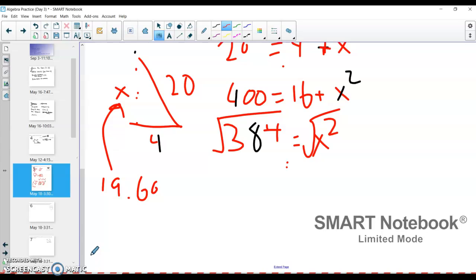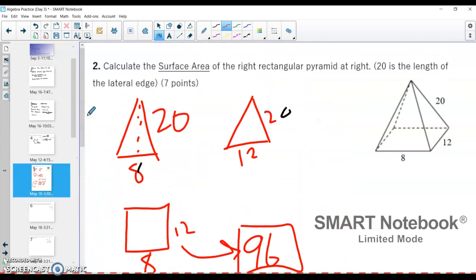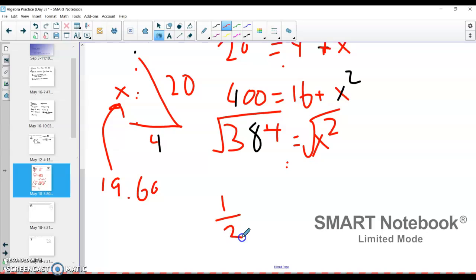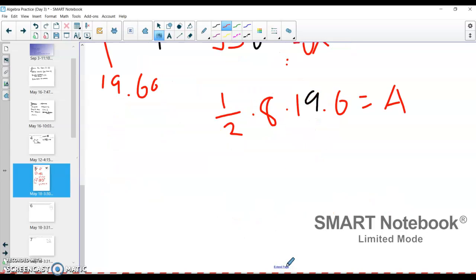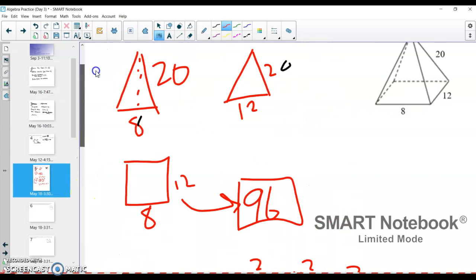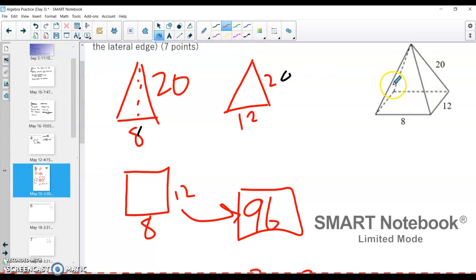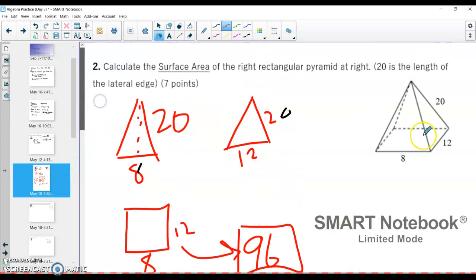Then to find the actual area of the triangle, we're going to take 1/2 the base times the height. That's 1/2 times the base, which is 8, times the height, which is 19.6, and that's going to give me the area of that front-facing triangle. Now, since there is a front and a back there, you are going to have to multiply that area by 2 to represent the front and the back. You will do something similar with the right and the left triangle. So for this triangle here, the left and the right face, find the area, multiply it by 2 because we have to take into account the right and the left there.